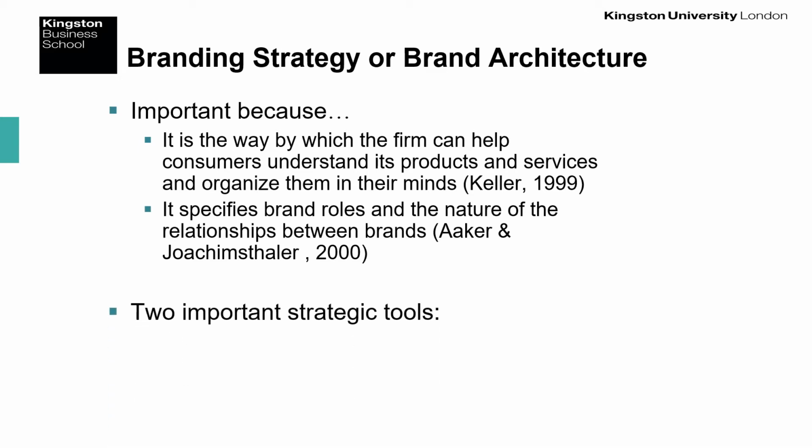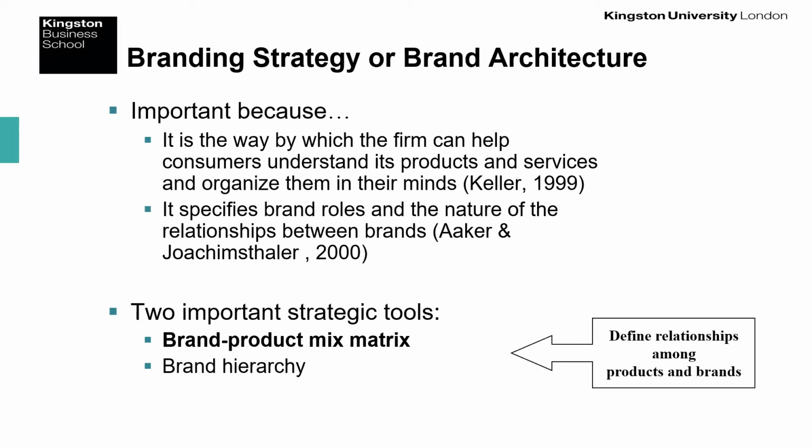So now let's get back to our 2 important strategic tools, and particularly the brand product mix matrix, which is going to be the focus of the rest of this video. And then in the next video, we'll look at the brand hierarchy. And remember that both of these help us to define the relationships between the products or services that an organisation offers and the brands that it uses. Which brands apply to which products?